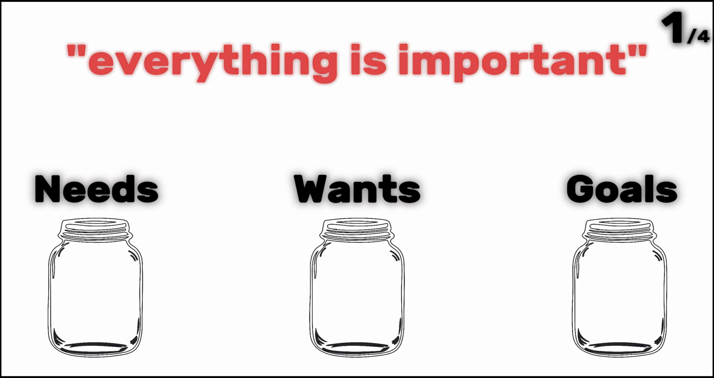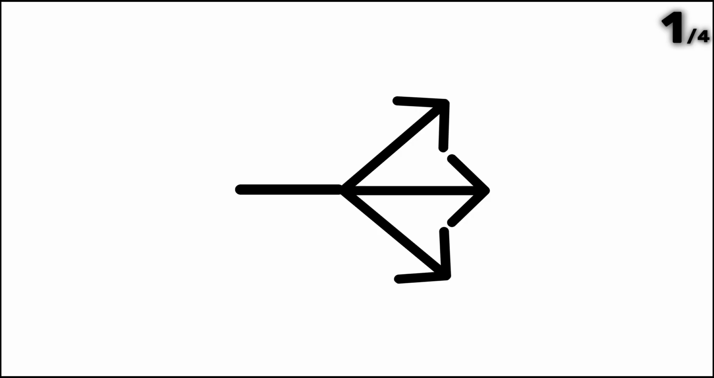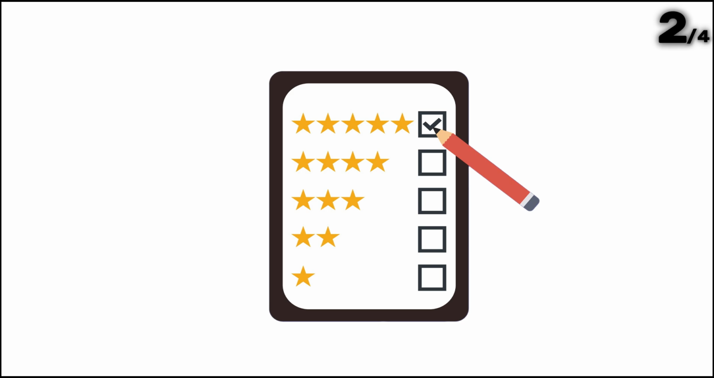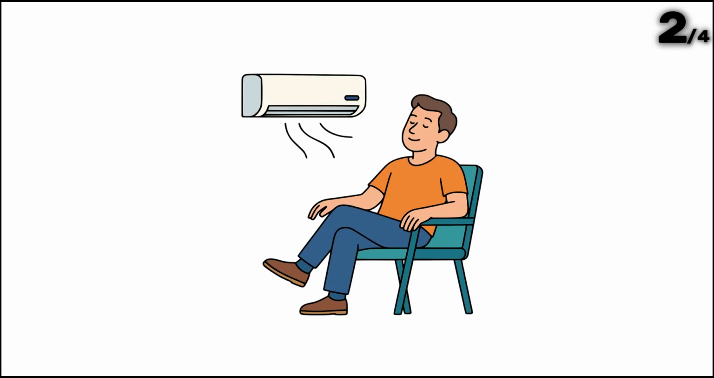1. Separate needs, wants, and goals. If everything feels important, you overspend without noticing. Separating these categories gives you clarity instantly. 2. Review your budget once a week. It's the perfect rhythm to stay in control without turning budgeting into a daily chore.